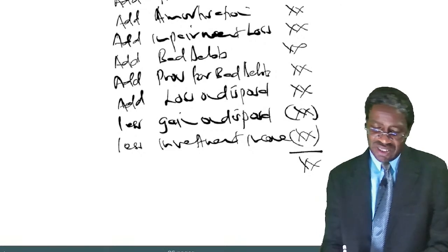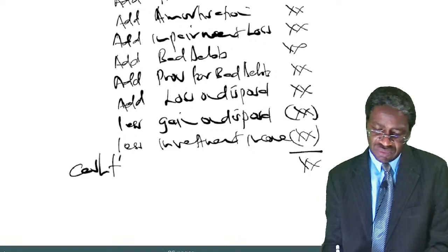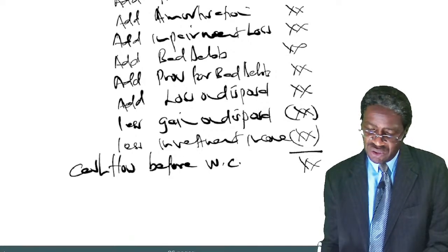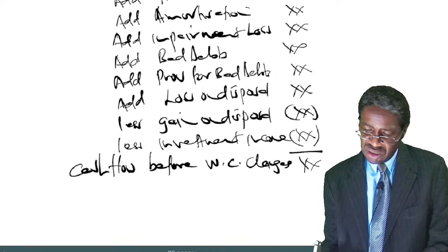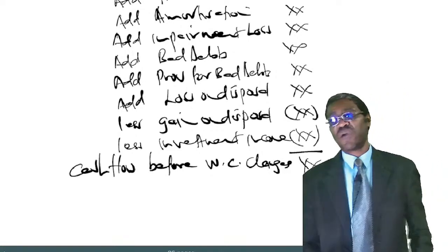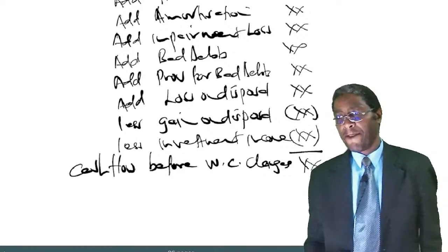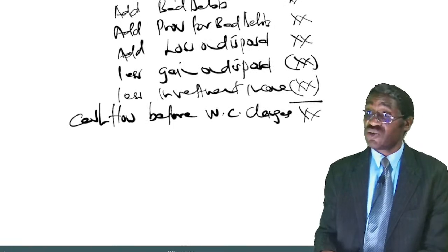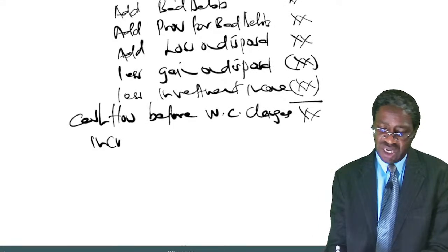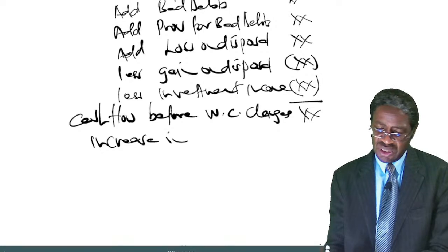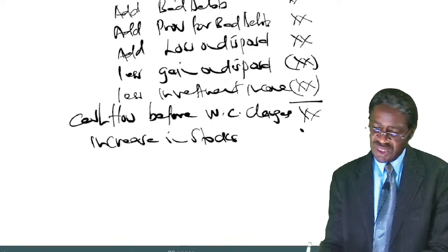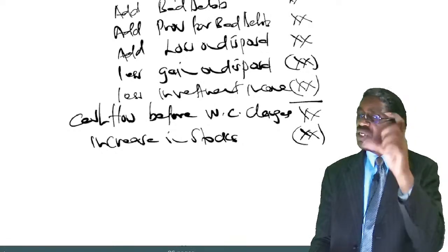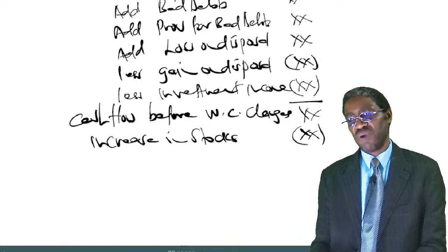That net is what we called what? Cash flow before working capital changes. Good. After that, we now bring in the working capital items. I gave you an example. Increase in stocks. That is obviously an outflow. For stocks to go up, you must have paid to buy some more.